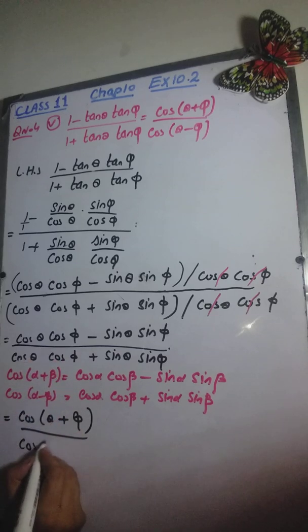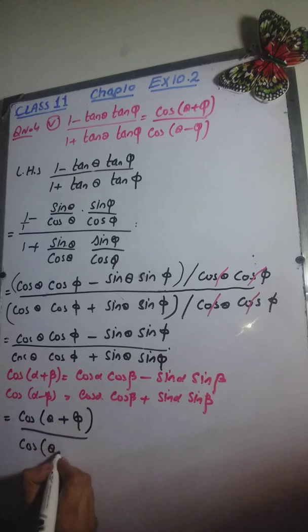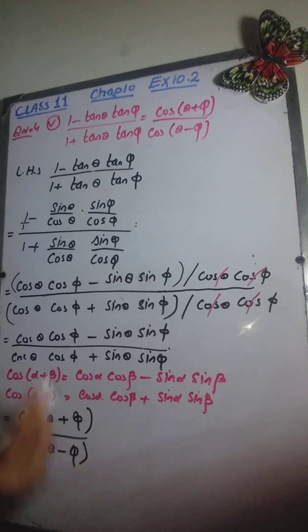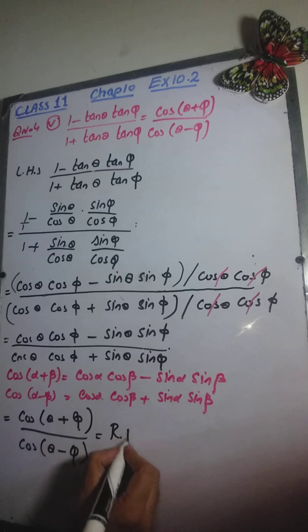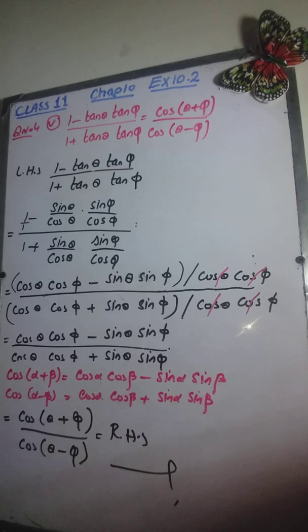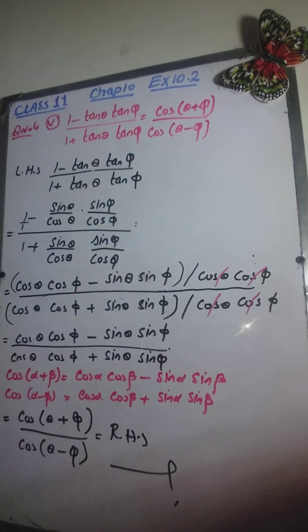So we can write this as theta minus phi, and it is the expression on the right hand side, and this completes the proof. This is cos of theta plus phi over cos of theta minus phi. So we got this expression, and this completes the solution of this equation. We have just used these two identities.